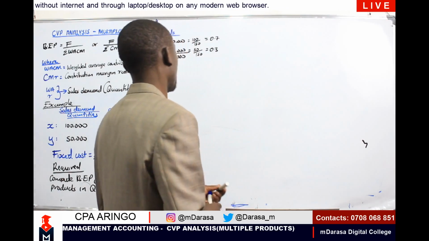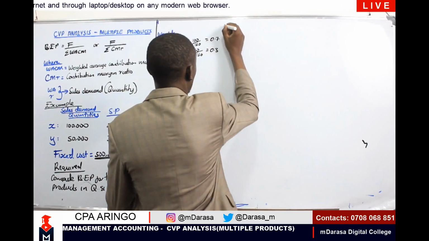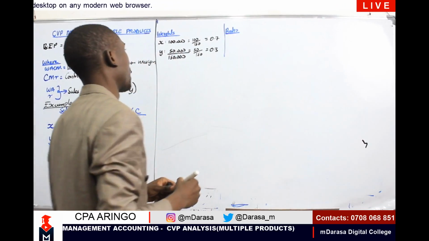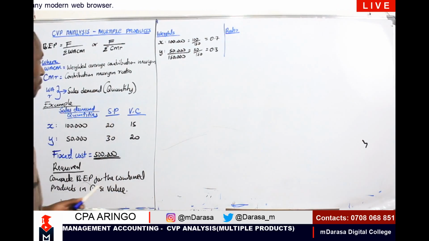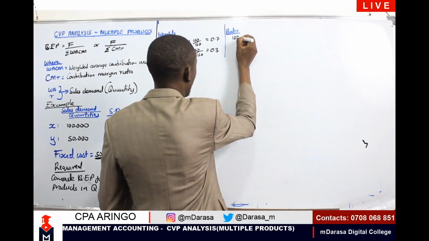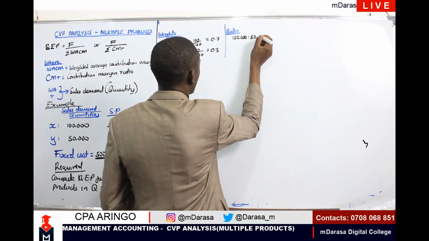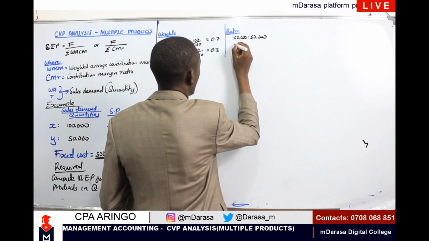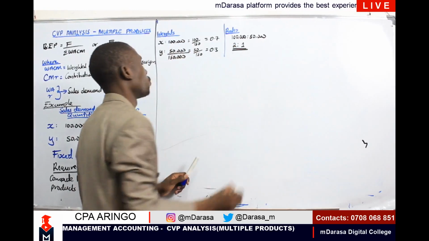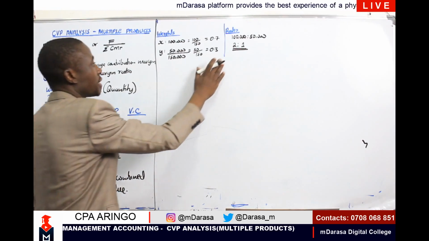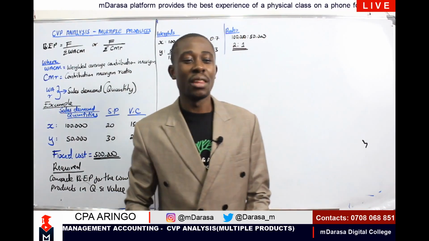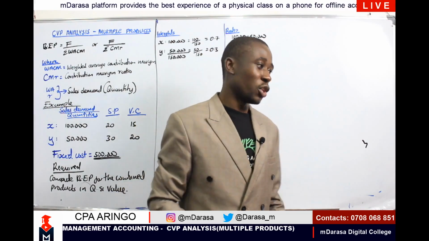Suppose I was to consider our ratio. If I was to talk of ratios, the same concept will apply, my good students. You are going to use our sales demand in quantity. So, using our ratio, we'll be talking of 100,000 is to 50,000, which is a ratio of 2 is to 1. So, this is how we can determine both our weights and ratios whenever I'm dealing with a multiple product situation.